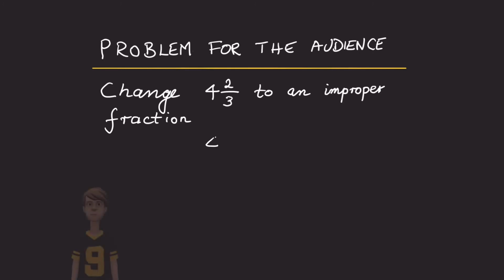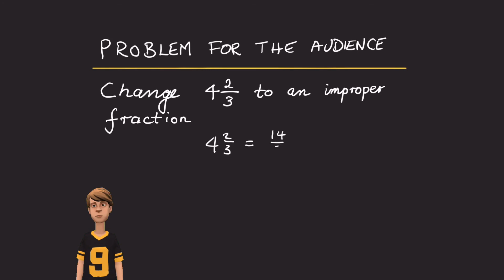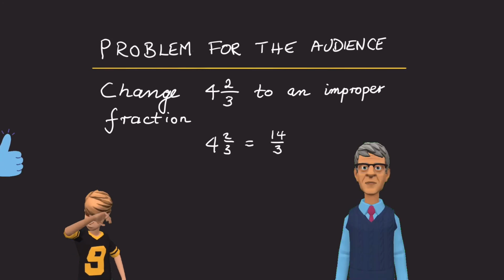Okay, George, would you like to tell us how you did this one? Yes, I would multiply the 4 by 3, and that would give me 12. I would add the 12 to the 2, and that would give me 14, and the answer would be 14 over 3. Well done, George.